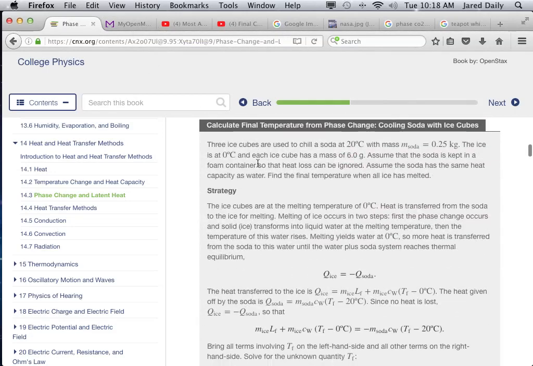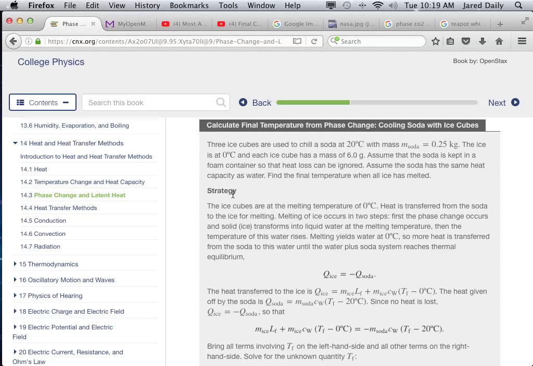So let's use this equation in an example here. We've got some ice cubes that we're going to use to cool off a soda that's at 20 degrees already. They tell us the mass of the soda. They tell us the ice initial temperature is 0. They tell us the mass of each ice cube, and they assume that the soda is kept in a foam container, so all the heat that leaves the ice cube goes into the soda.